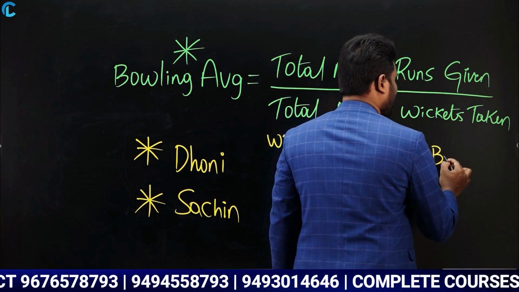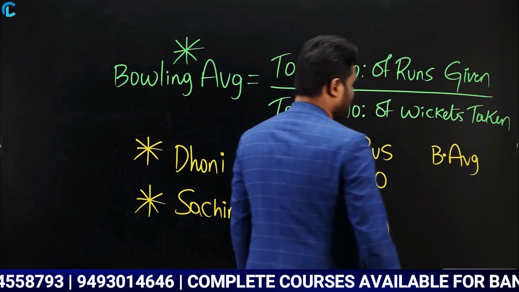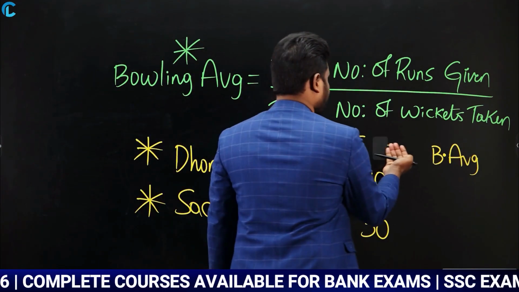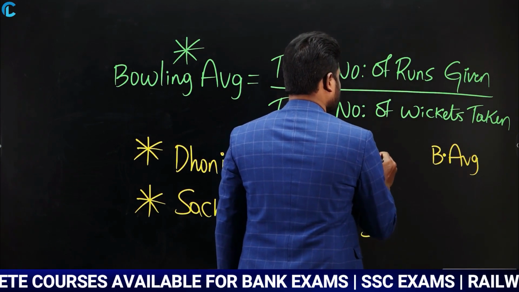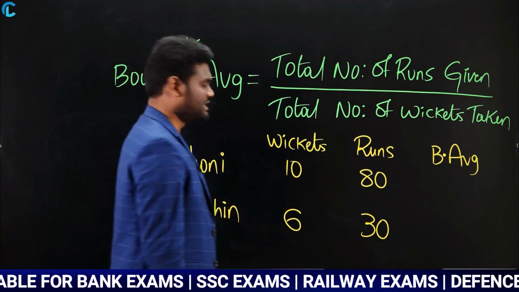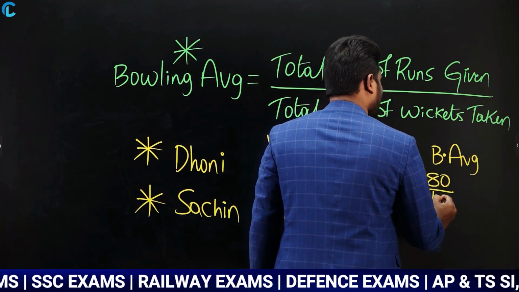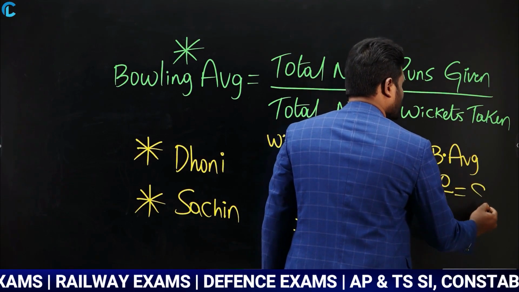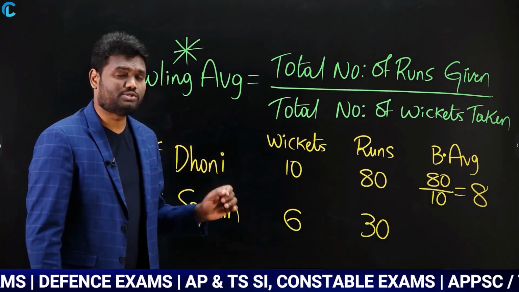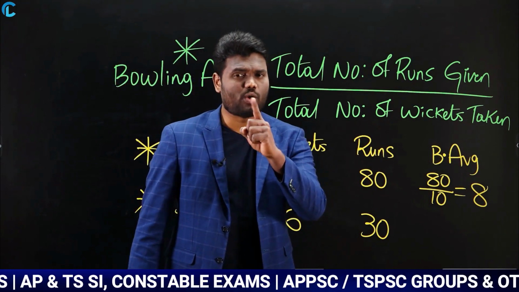Now if I ask you to calculate the bowling average, it is the number of runs given divided by the total number of wickets taken. The number of runs given by Dhoni is 80 and the number of wickets taken is 10. So the bowling average of Dhoni is 8, which means for every 8 runs he gives, he will take 1 wicket.